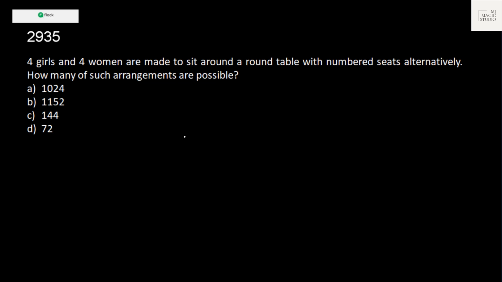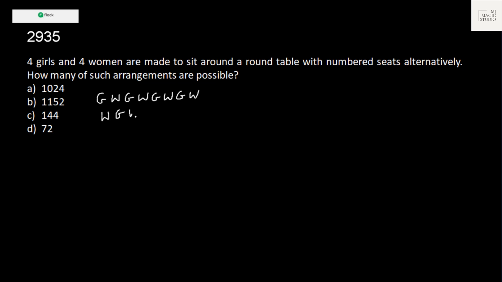A classical from permutation arrangements. 4 girls and 4 women are made to sit around a round table with numbered seats. Since these are numbered seats, it can go like GW, GW, GW, GW. And since these are numbered seats, we need not follow the circular arrangement. We know from where to start.